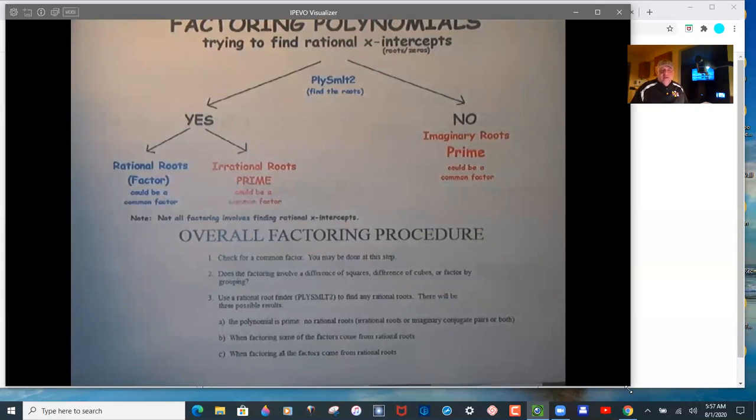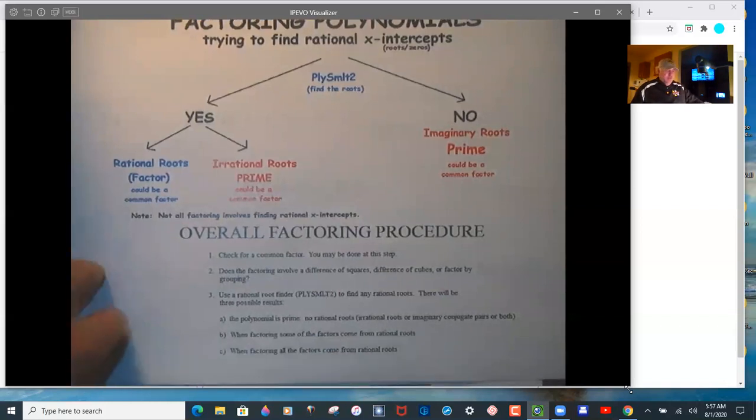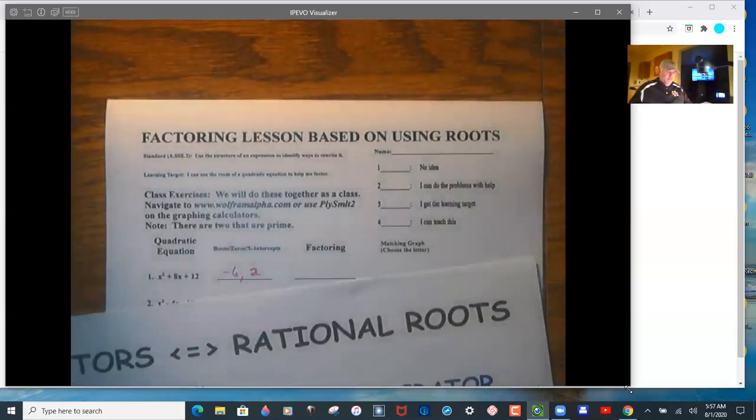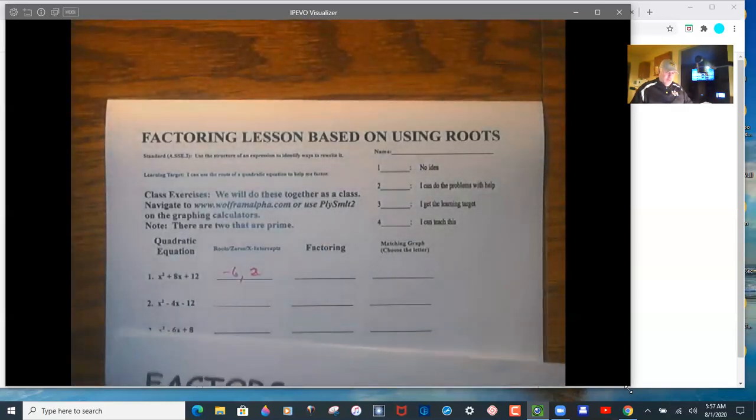We can take it to higher levels other than quadratics, but we're going to apply this to quadratics over and over and over, so that you become a factoring genius.